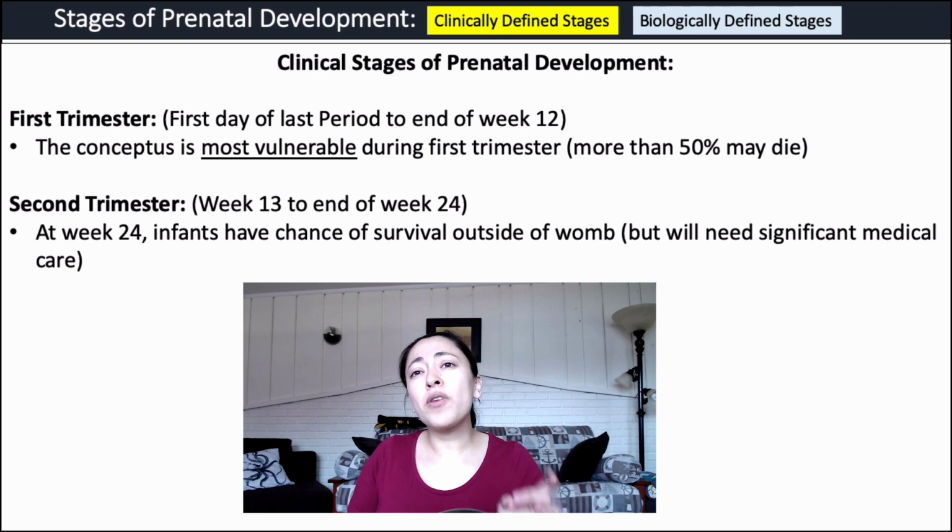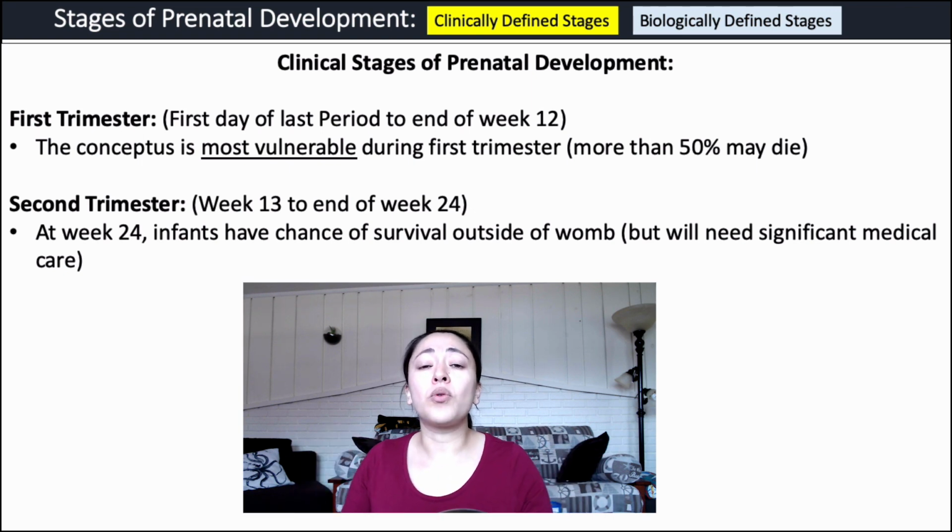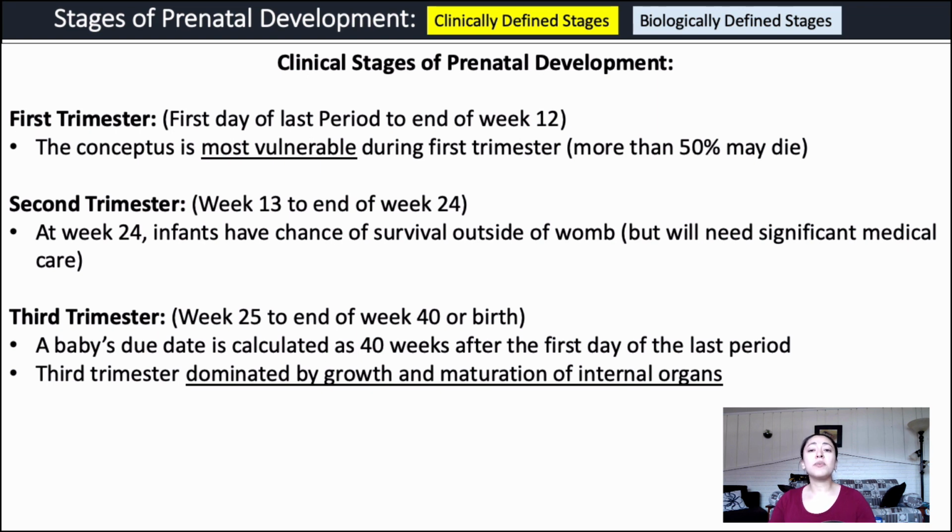At week 24, that's the earliest that an infant has a chance to survive outside of the womb. However, it would require significant amounts of medical care in order for that infant to survive. And even with significant amounts of medical care, usually only about 20 to 45% of infants will survive at that stage. The third trimester begins at week 25 and it ends at week 40 or whenever birth occurs.